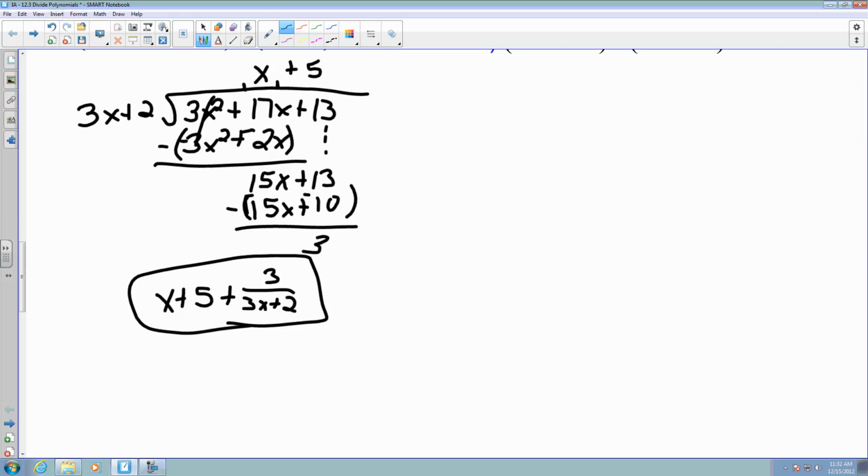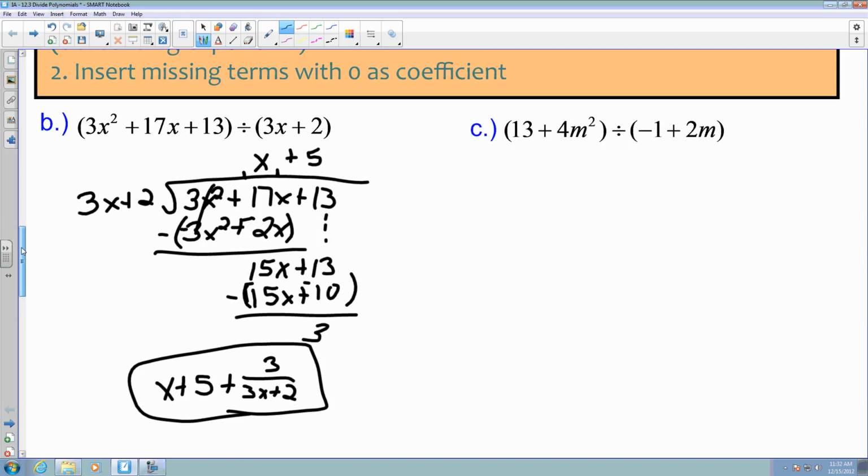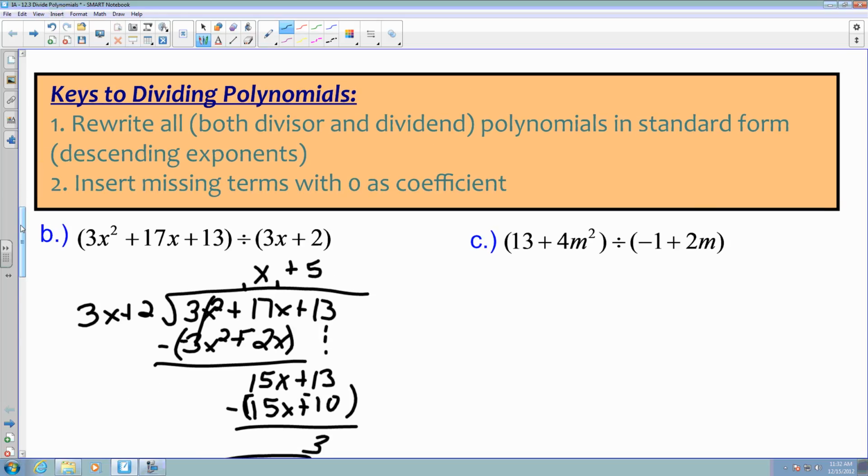Okay. Let's look at C. I have 13 plus 4m squared divided by negative 1 plus 2m. So here is where we have to look at our keys. So I have to now rewrite both the divisor and the dividend polynomials in standard form with descending exponents.